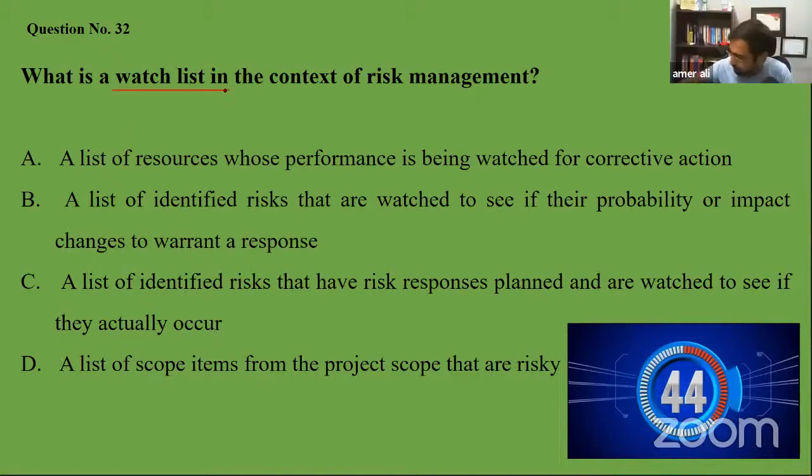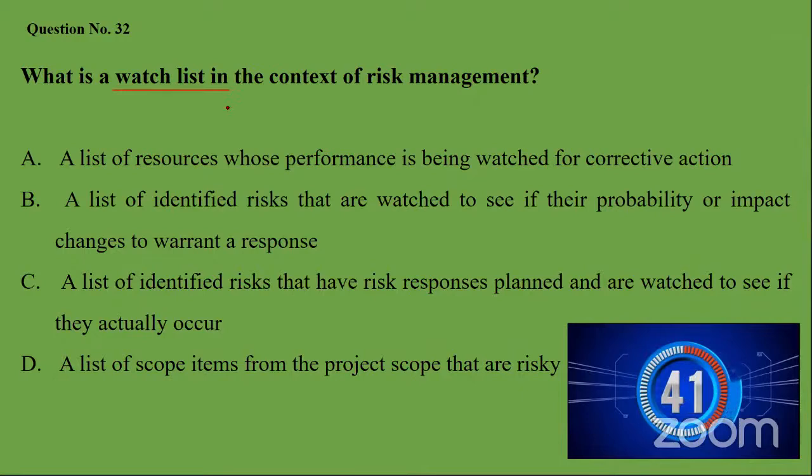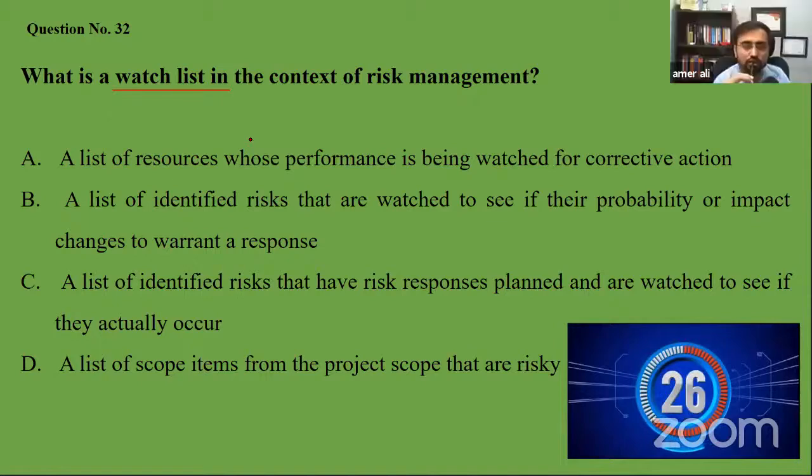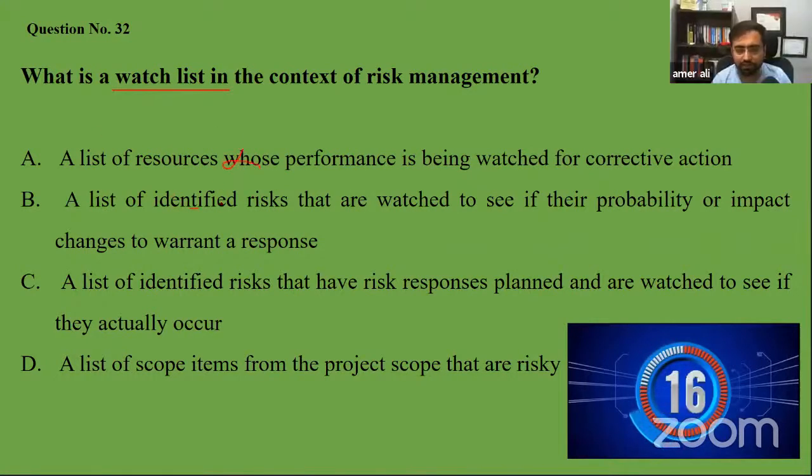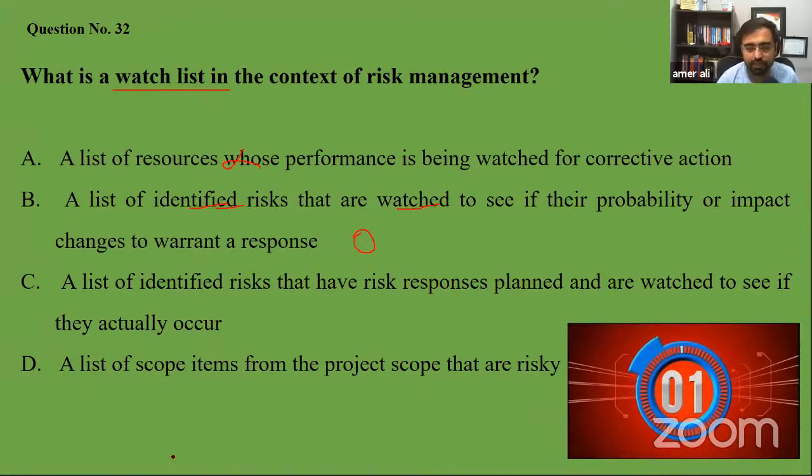So what is watch list basically? In watch list, we will watch. We will be having some list to check the risk management. Okay. So what is your answer? B. A list of resources. No. A list of identified risks that are watched to see if their probability or impact changes to warrant a response. Okay. A list of identified risks that have risk response planned and are watched to see if they actually occur. Okay. You see, a list of scope items.